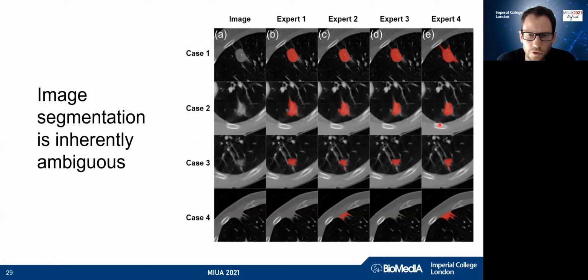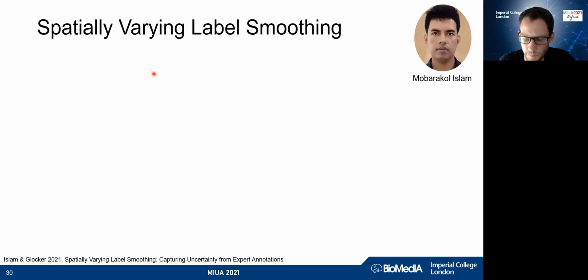The first work I want to talk about is spatially varying label smoothing. What we generally observe, I guess everyone would agree, is that segmentation generally is an inherently ambiguous process. If you, for instance, ask 4 different experts to segment these lung nodules, you get 4 different answers each time. And there's quite some variation between expert segmentations. So we have to embrace this uncertainty and this ambiguity.